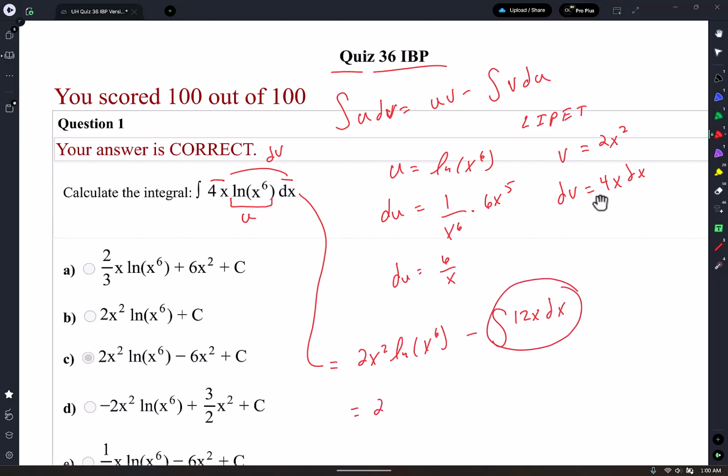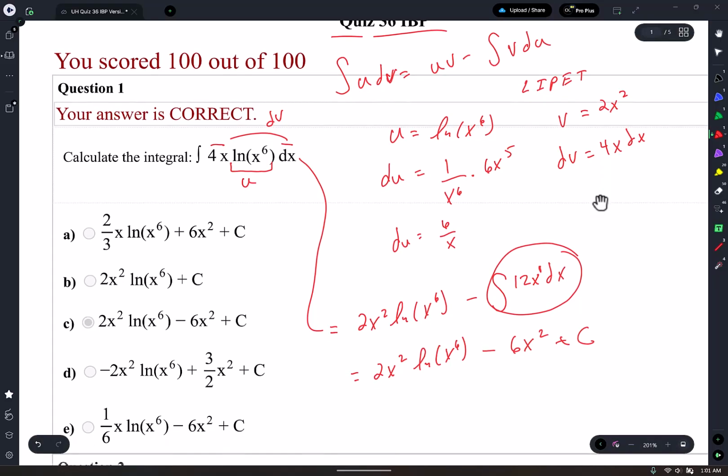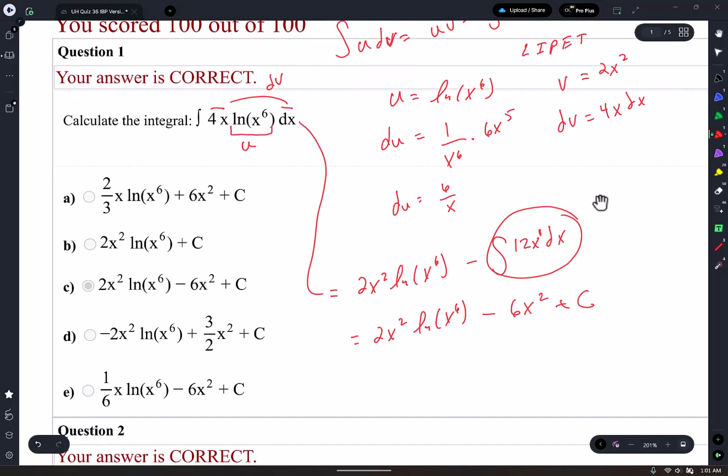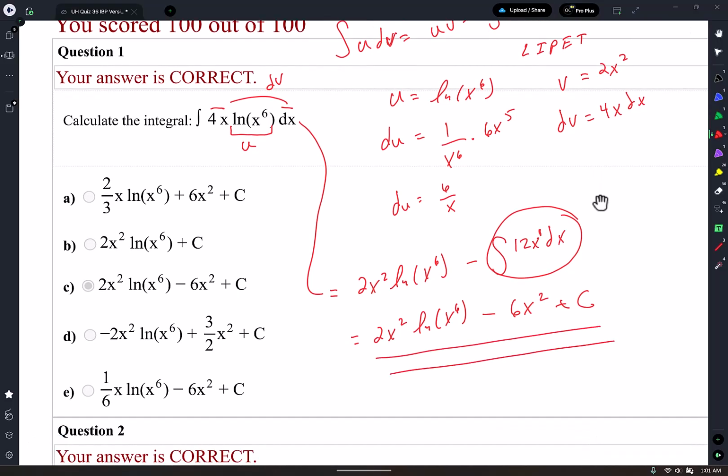So let's see, 2x squared ln of x to the 6 minus, and then add 1 to that exponent there and divide by that number. So 6x squared plus c. Would this one have been a good one for a tabular method? I don't know, you can try it out. I'm pretty sure it would have worked also. But there it is, guys. So 2x squared ln x to the 6 minus 6x squared plus c. All right, let's go to the next one.